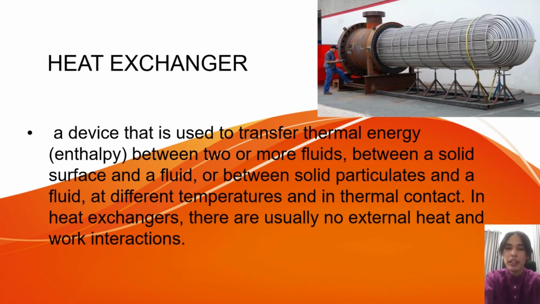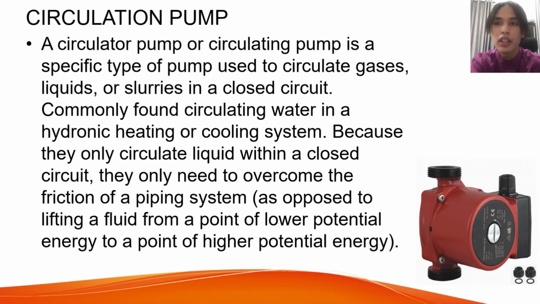Assalamualaikum, my name is Muhammad Daniel Hafi, and today I'll be explaining the components in the reactor and their functions. First we have the heat exchanger. A heat exchanger is a device used to transfer thermal energy between two or more fluids, or between a solid surface and a fluid. Next we have the circulation pump. It is a specific type of pump used to circulate gases, liquids or slurries in closed circuits. Circulating water is commonly found in heating or cooling systems.